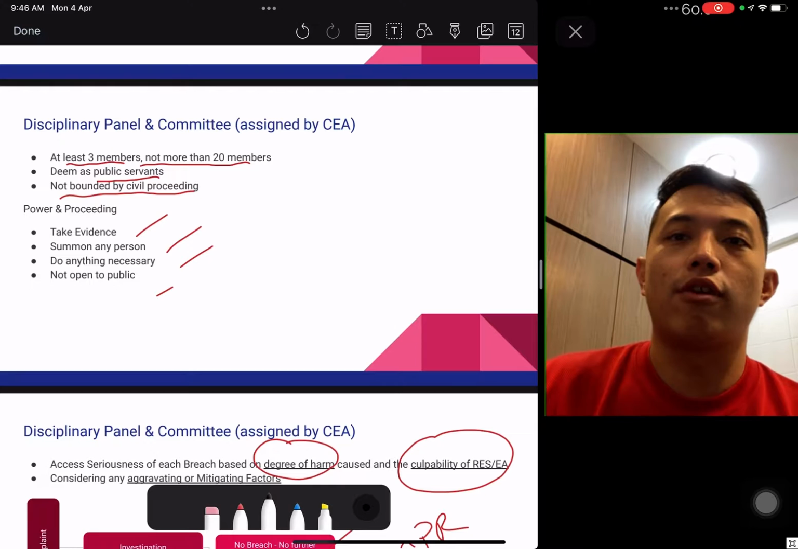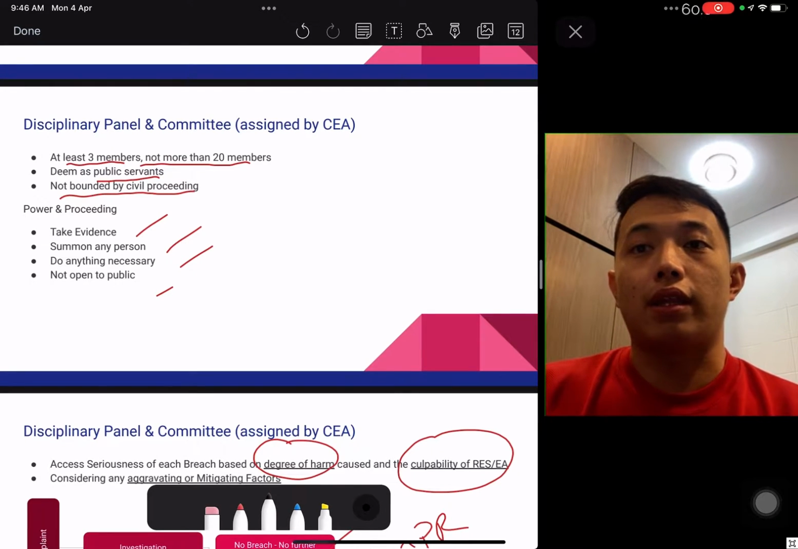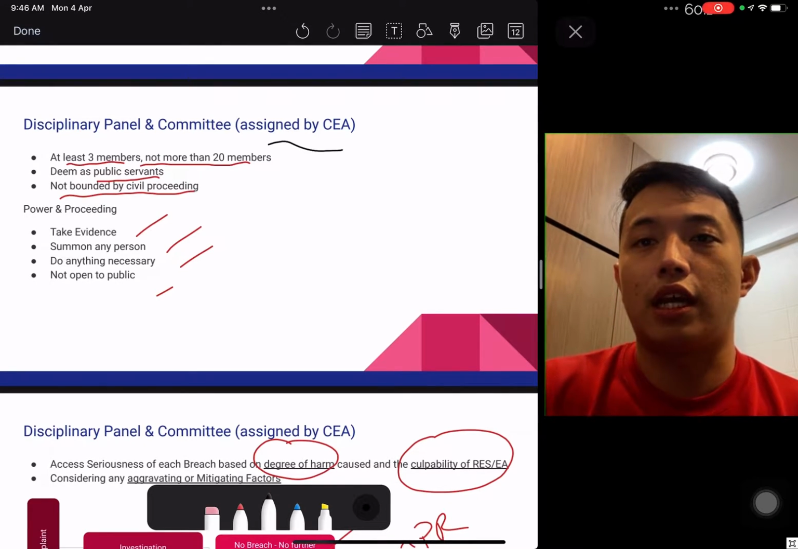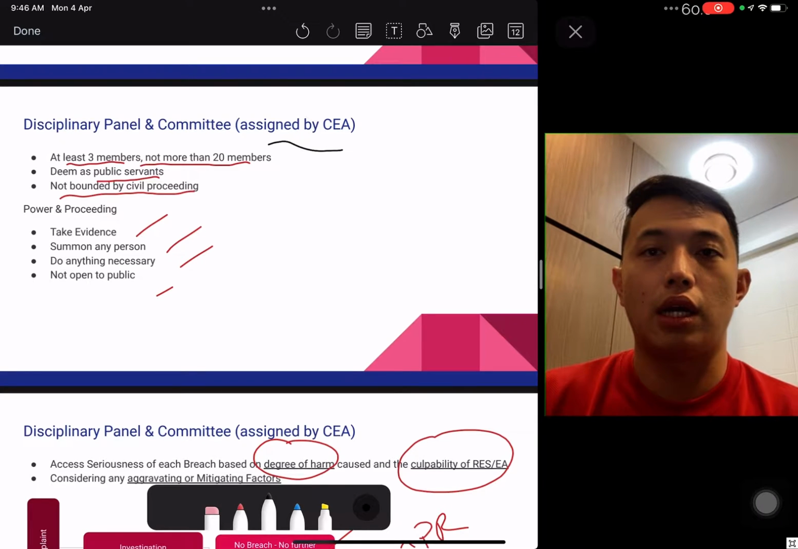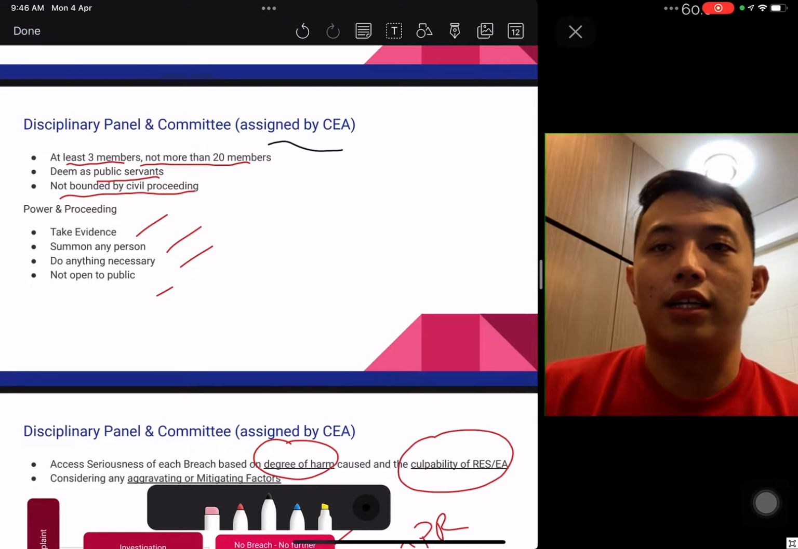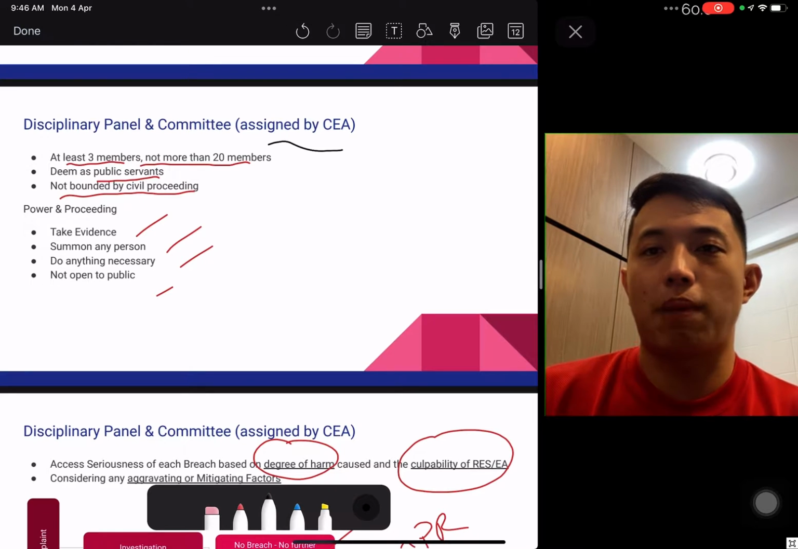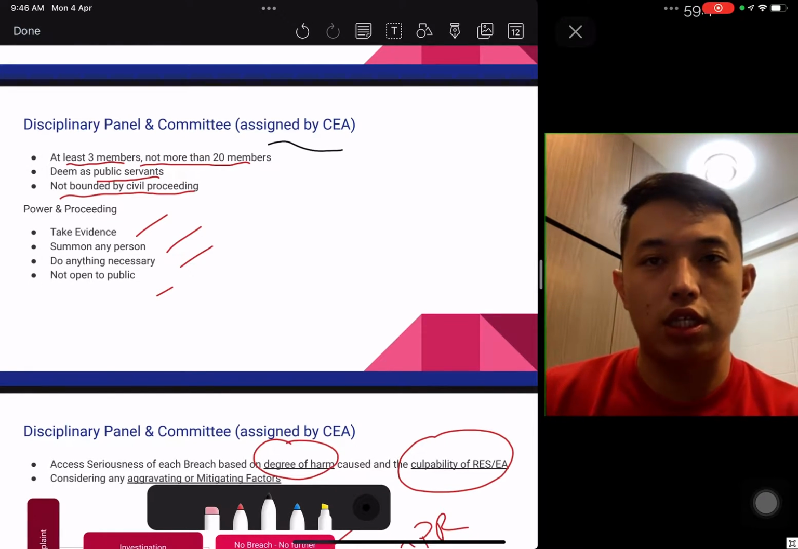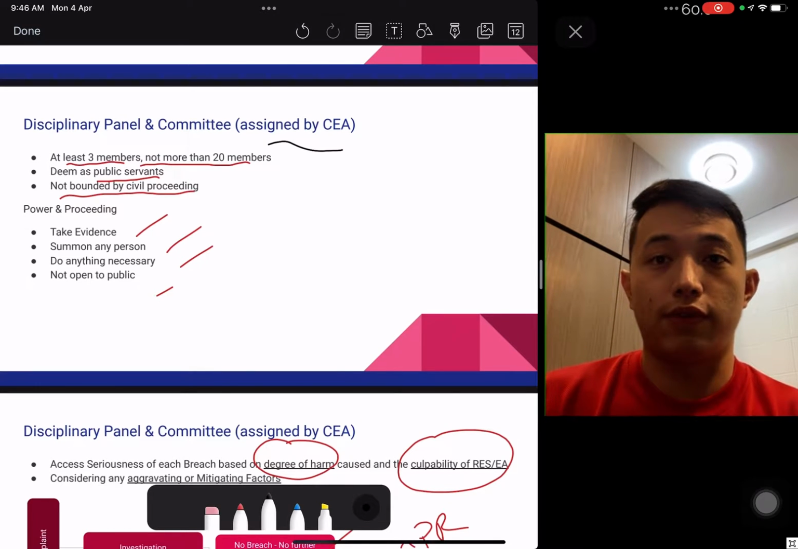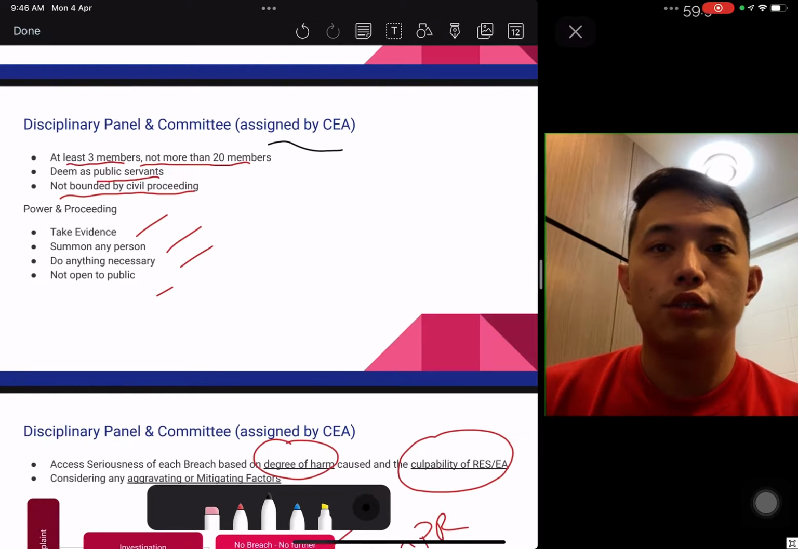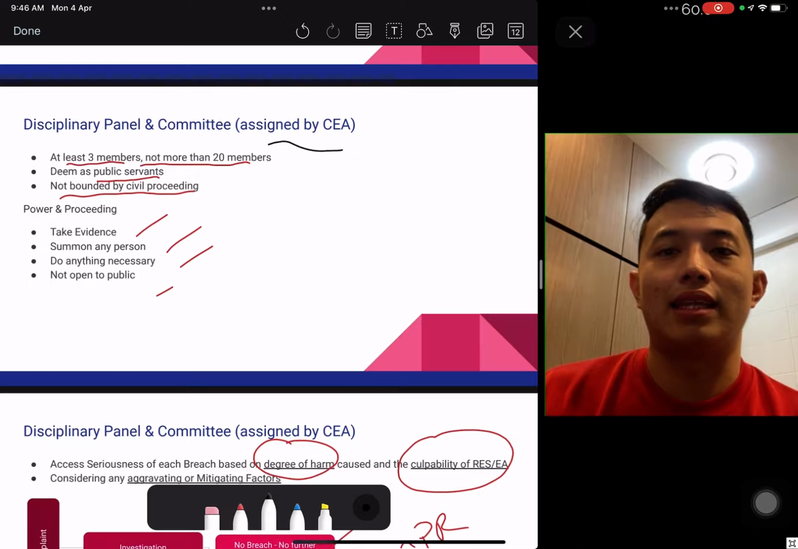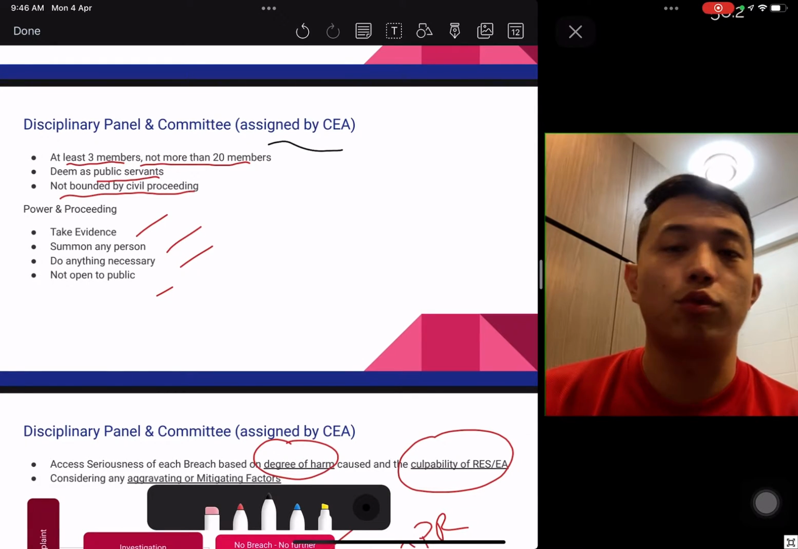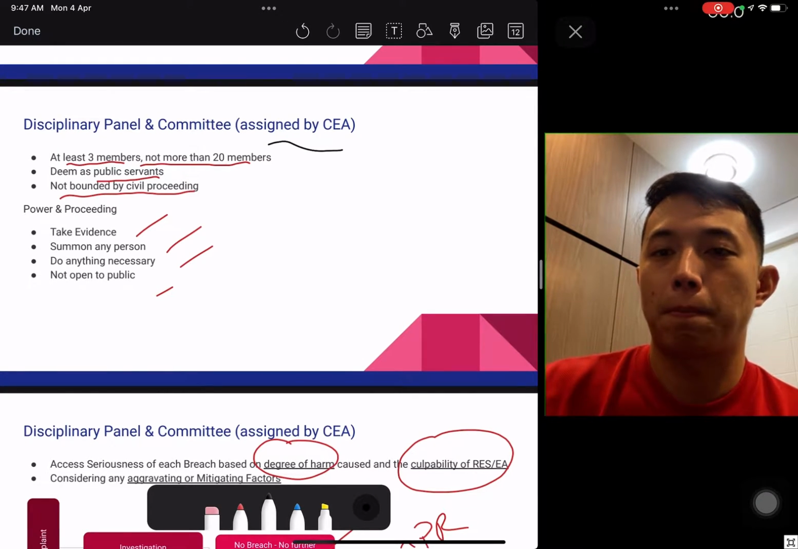Okay guys, carry on. The disciplinary panel and committee is assigned by CEA. They are the ones who take action to conduct any disciplinary action, investigation, and act against someone. They must have at least 3 members, not more than 20, 3 to 20. They are public servants. They are not bound by civil proceedings. So they can take evidence, they can summon anyone, they can do anything necessary to do things right, and they are not open to the public.